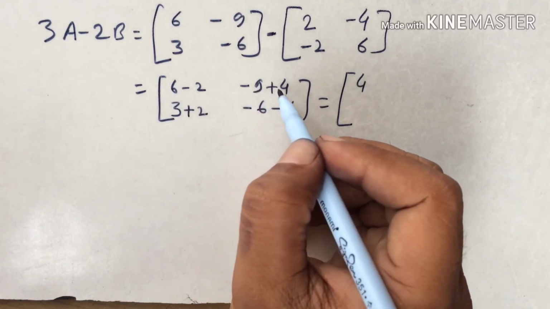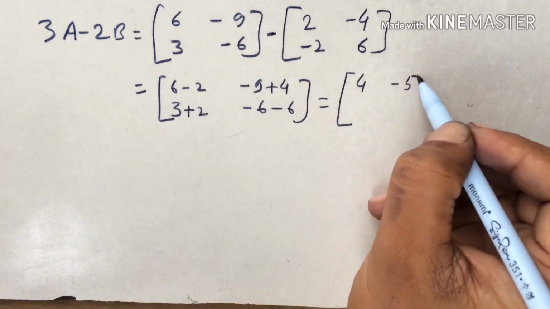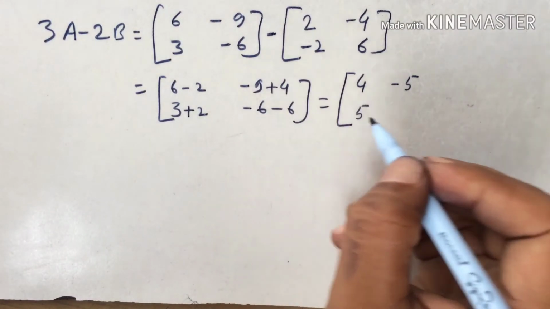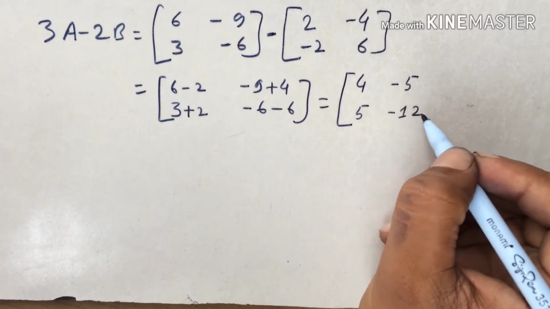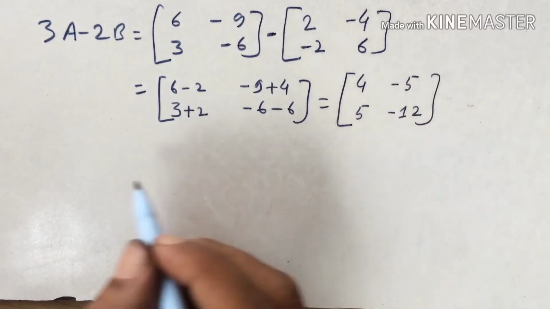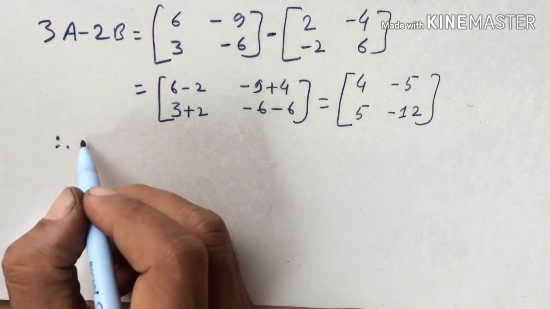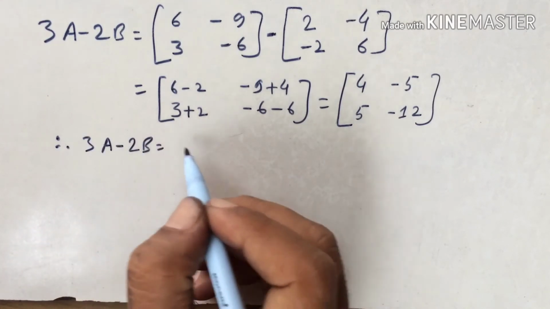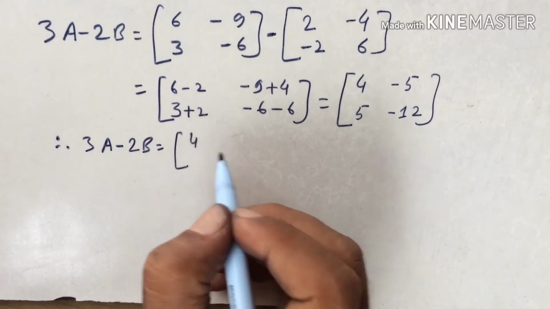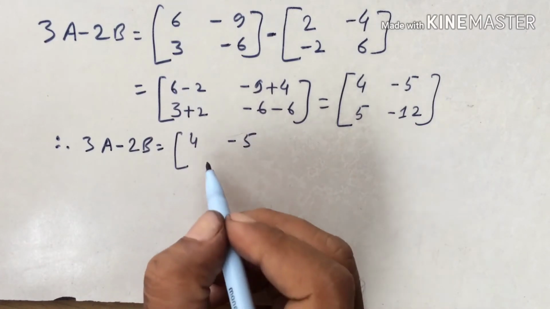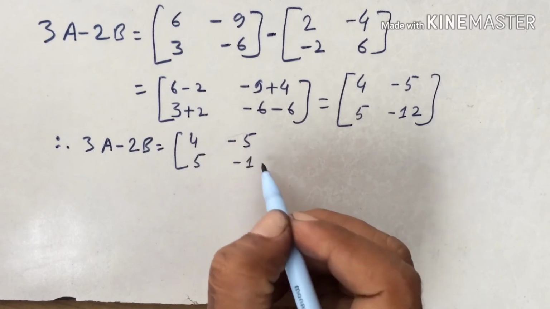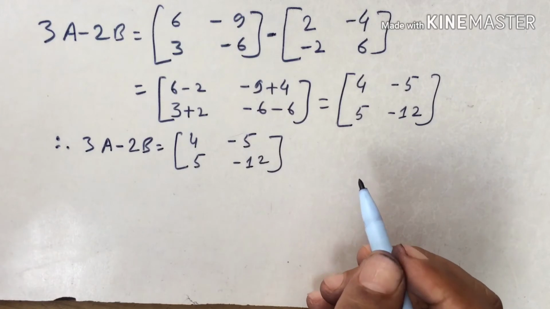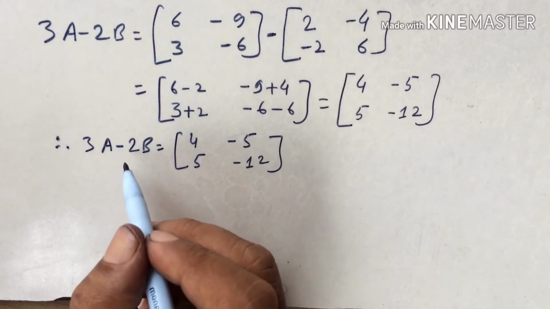Minus 9 plus 4 is minus 5. 3 plus 2 is 5. Minus 6 minus 6 is minus 12. Therefore, we have 3A minus 2B equal to [[4, -5], [5, -12]]. Dear students, we have to find the determinant of 3A minus 2B.